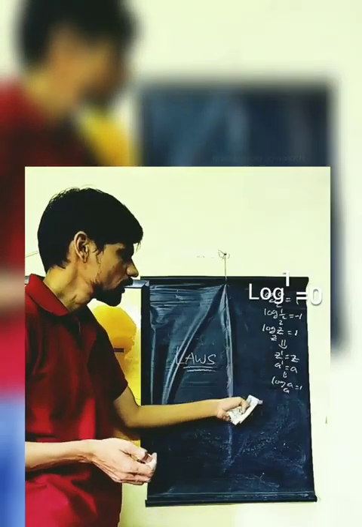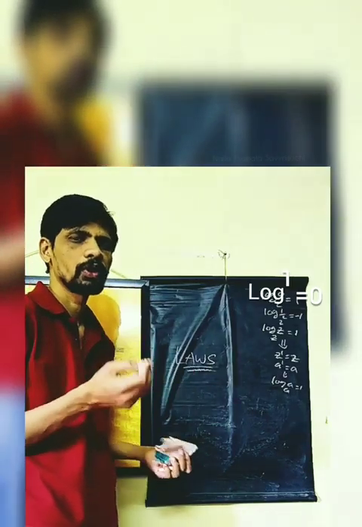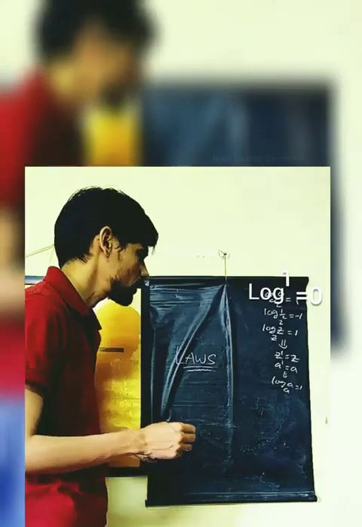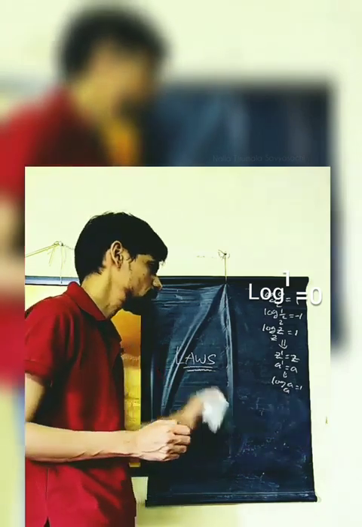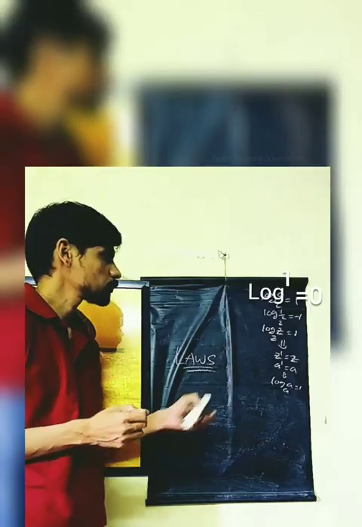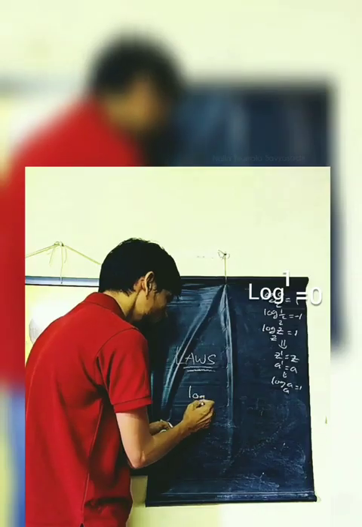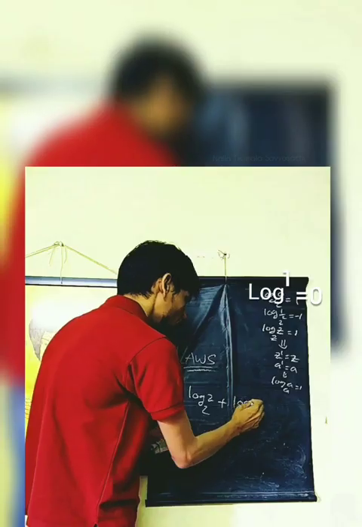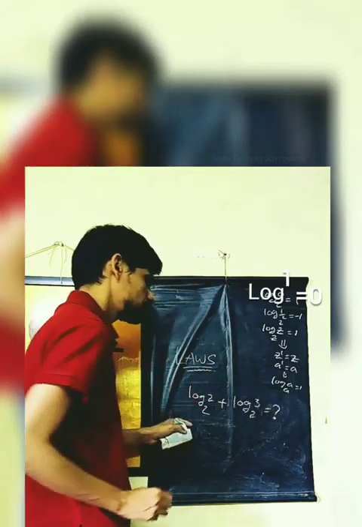So as we have seen in examples, log 2 power 2, log 5 power 5, log 10 power 10, any number, if both are the same, the result will always be 1, right? So now we will try to add logs, 2 logs, okay? For example, log 2 power 2 plus log 2 power 3. What will be my answer?